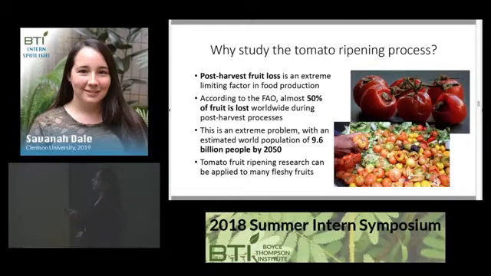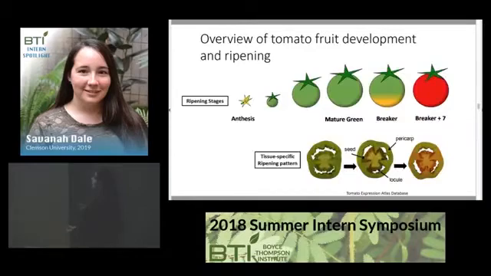We start with anthesis here, which is when the flower opens. The fruit grows until it reaches mature green, where seeds are mature. Then we have breaker, and then we eventually have breaker plus 7, which is 7 days after breaker. And we consider this red ripe. Below here we have our tissue-specific ripening pattern. So ripening begins in the locule, which is this gel-like tissue here, and then it moves into the rest of the fruit, including the pericarp.